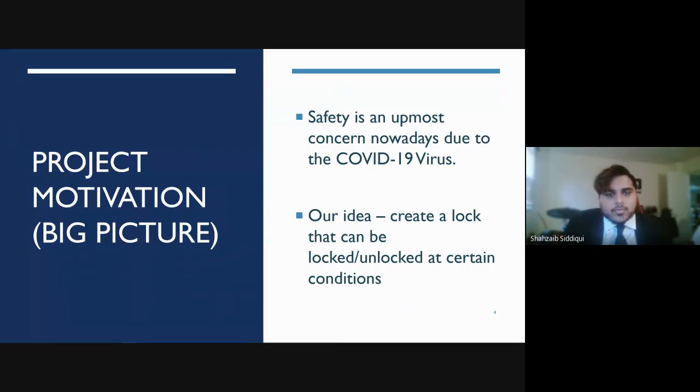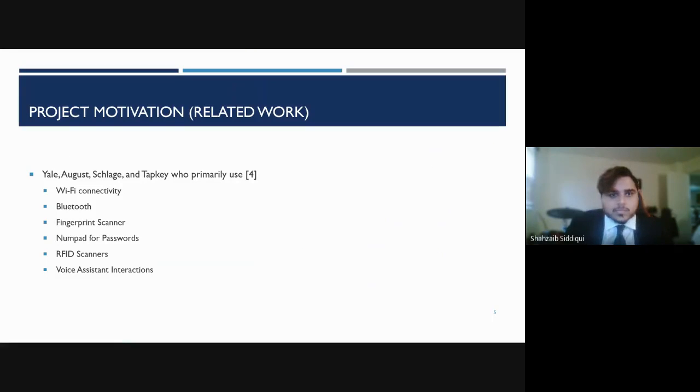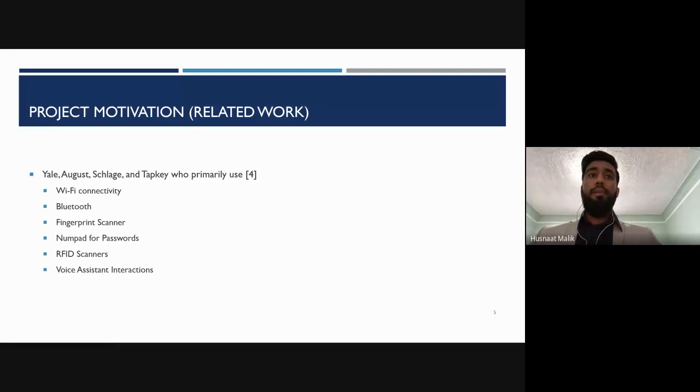So looking at our project, we know that during the time of COVID, safety is an utmost concern. So our idea is to create a lock that can be unlocked and locked with certain conditions using red pass and green pass. Next slide. So we have a few different competitors from Yale to Schlage who use a variety of smart locks using all of the capabilities listed below, and we're going to delve into this in the next slide.